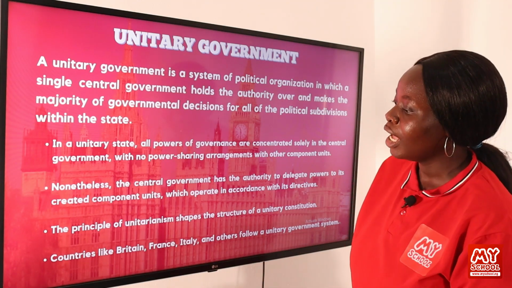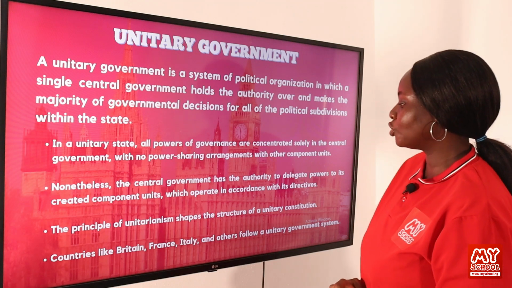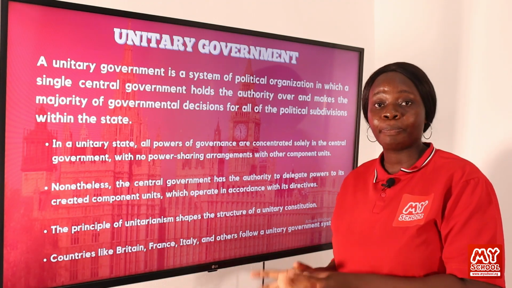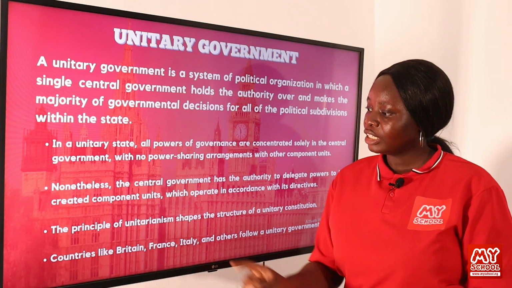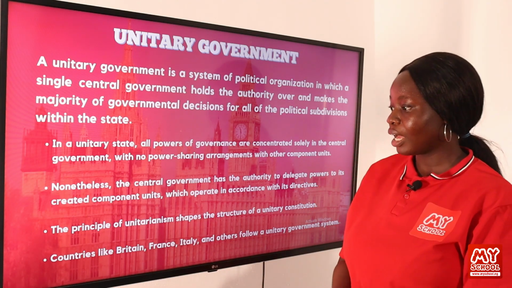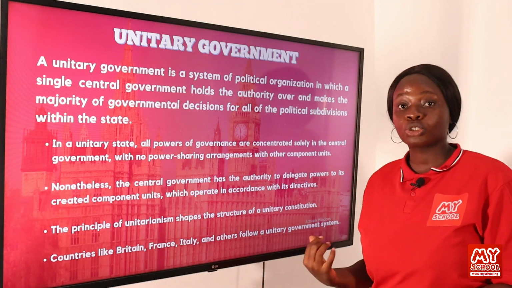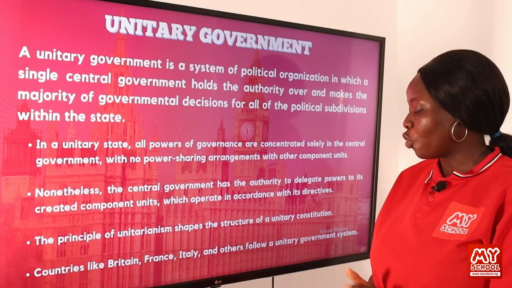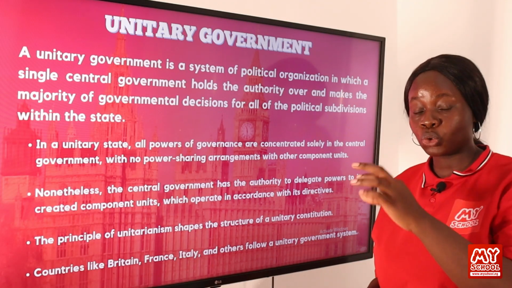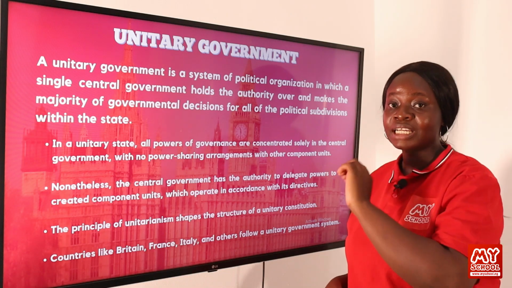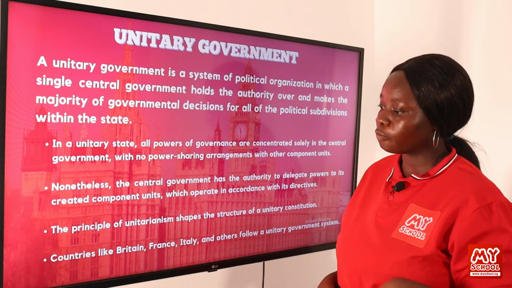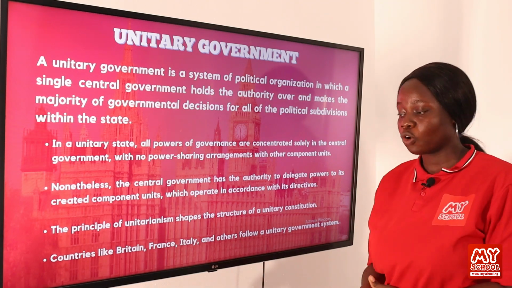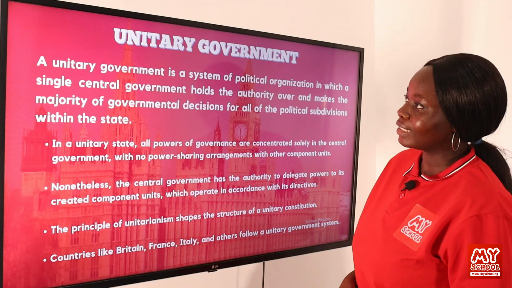The principle of Unitarianism shapes the structure of a unitary constitution. So when you believe that the central government is important in a particular state, you are adopting the principle of Unitarianism. And so this principle shapes the structure of the constitution. They adopt a unitary constitution where the powers of the central government are outlined in the constitution to show how the power is distributed within members of the central government. Countries like Britain, France, Italy, and others follow a unitary government system. So now let's move on to the next slide.